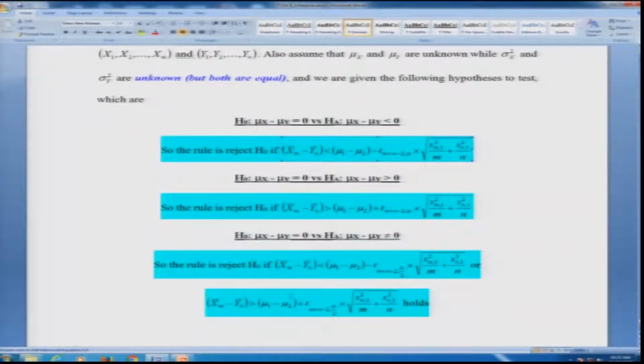And in the case when it is not equal to type, obviously it would be less than or equal to, or greater than or equal to. So, in the less than or equal to, the difference between the sample means is less than the difference between the population means minus t m plus n minus 2 comma alpha by 2, because it is both sided, again multiplied by the pooled variance. And for the greater than side of the not equal to type, the sample mean difference is greater than the population mean difference plus t m plus n minus 2 comma alpha by 2 multiplied by the pooled variance.